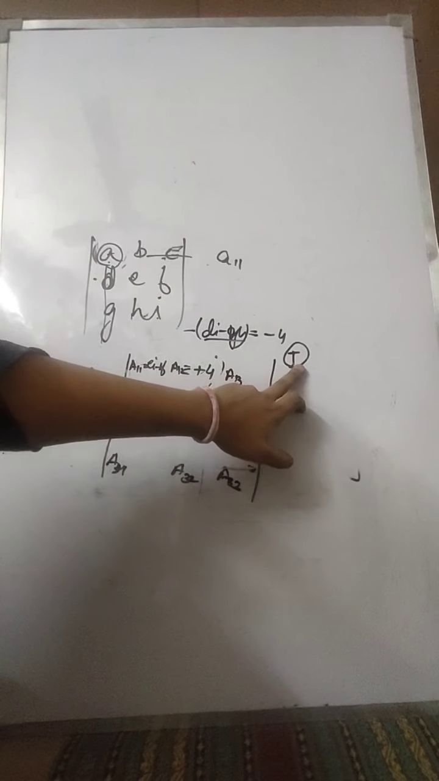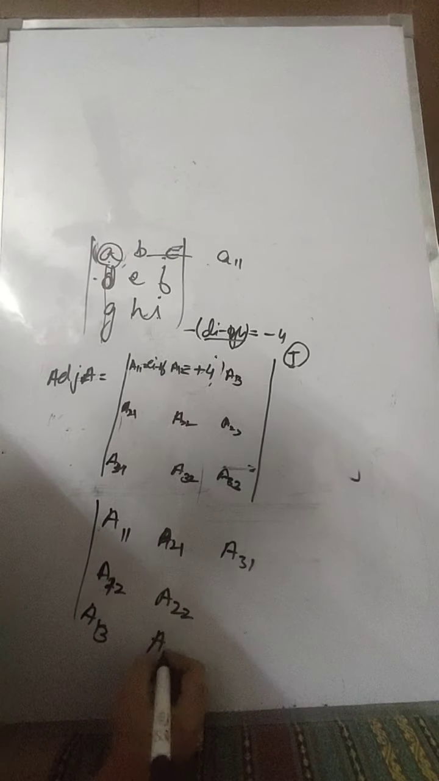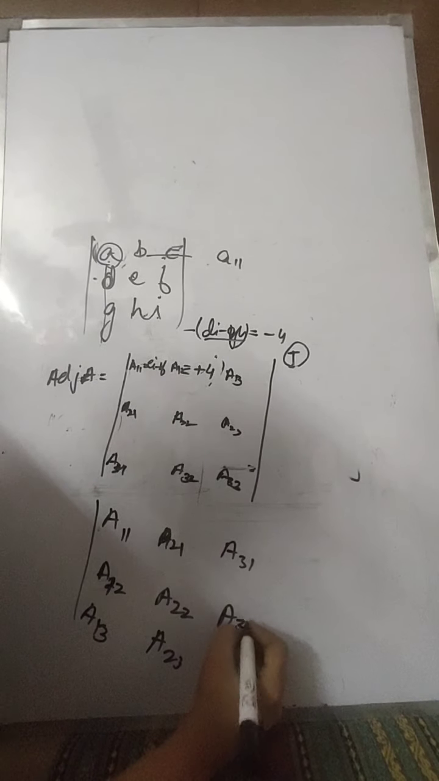And then what you have to do is, after taking all the cofactors, you have to make a transpose of this. Okay, so it will be A11, A21, A31, A12, A22, A32, A13, A23, A33. So this will be my adjoint of A. Okay, so this becomes my adjoint A here.